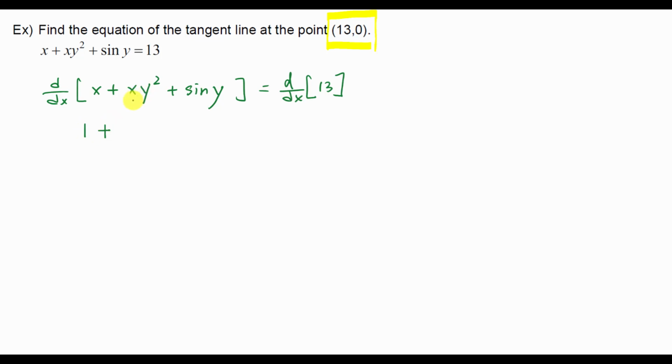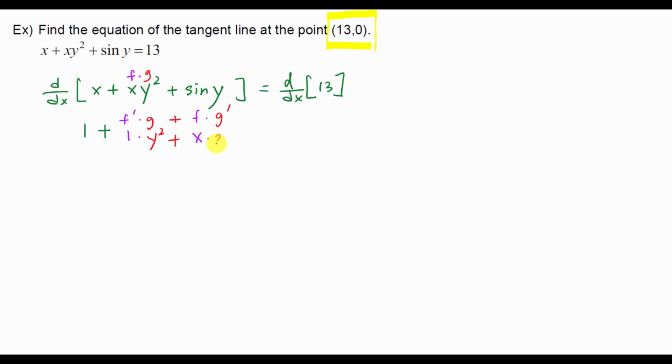Now for that one, x times y squared, to take the derivative, we need to use the product rule, right? So you can call this f times g. So the derivative will be f prime times g plus f times g prime. So the derivative of x with respect to x is just 1 times g, which is y squared, plus f, which is x, times g prime. I'm taking the derivative of y squared with respect to x, so we need the chain rule here.